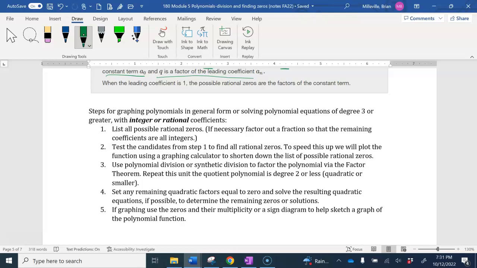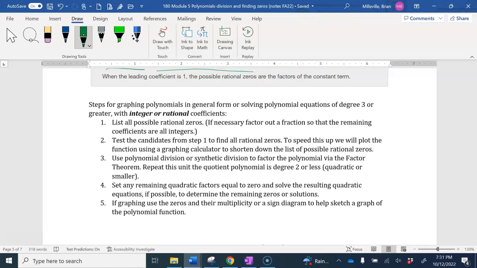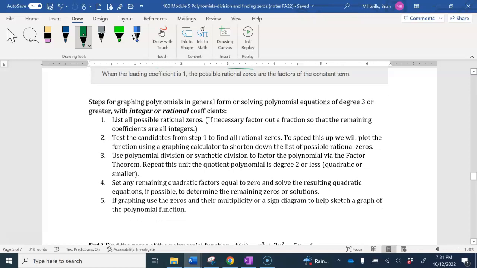So again, after you find one of the zeros, we'll use polynomial or synthetic division to help us break that polynomial down, as we showed in the previous example, and factor it as your quotient times your divisor. Keep repeating that process. Sometimes we might have to do that in step 3. You might have to do that more than once. So you're going to want to repeat the process until you get down to a quotient that's degree 2 or less, and then you can set that equal to 0 to find the rest of the zeros.